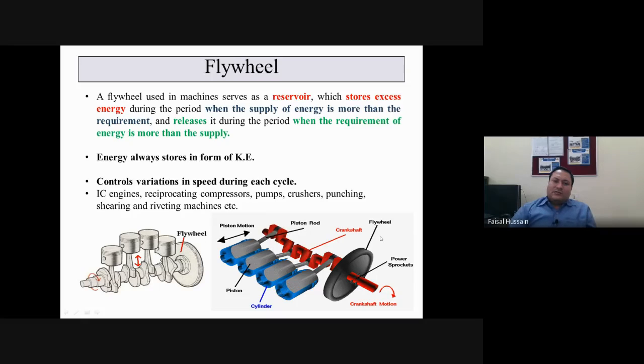So it controls the variation in speed during each cycle. Similarly, its application in IC engines, then reciprocating compressors, then pumps, then crushers, then punching and shearing and riveting machines, etc. So here it has the application.